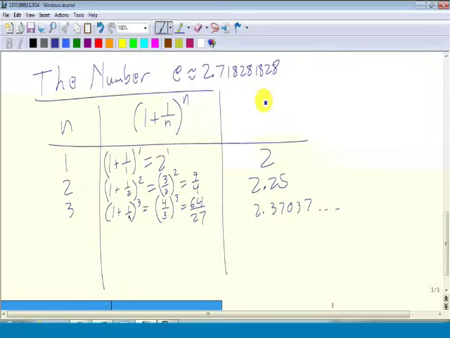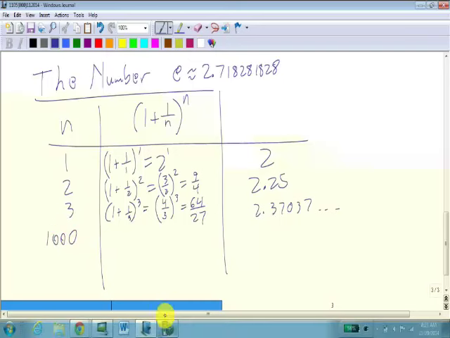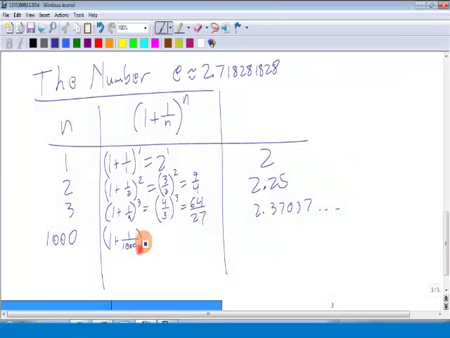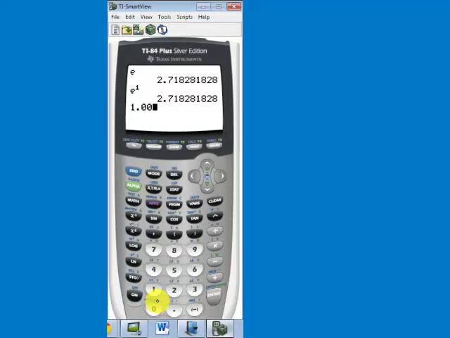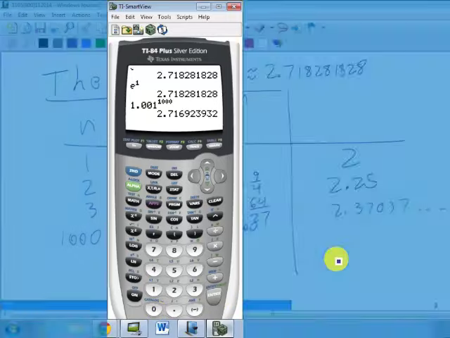So it's an irrational number. We're nowhere close to it yet. Let's try n equals 1,000. 1 plus 1 divided by 1,000 is 1.001 to the power of 1,000. And the calculator says that's approximately equal to 2.7169.